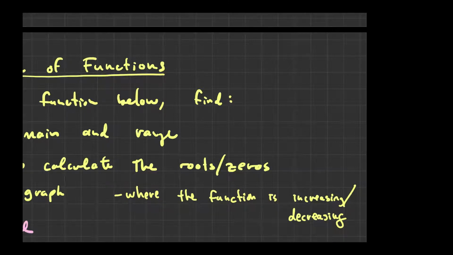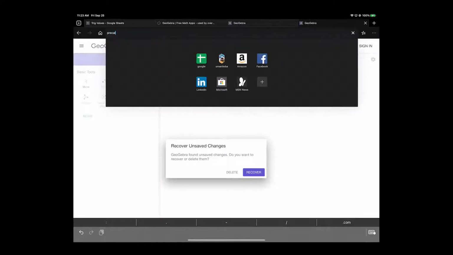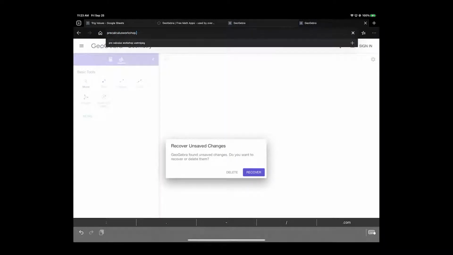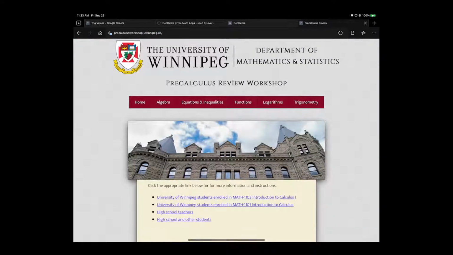So you may want to look through a grade 12 textbook. I have some grade 12 textbooks that you can use. I've got some digital copies. You're welcome to use those. You're also welcome to use that website that I showed you about before, the pre-calculus workshop. This one here, precalculusworkshop.uwinnipeg.ca. This has got all the information that you would need. So this is a great resource as well.